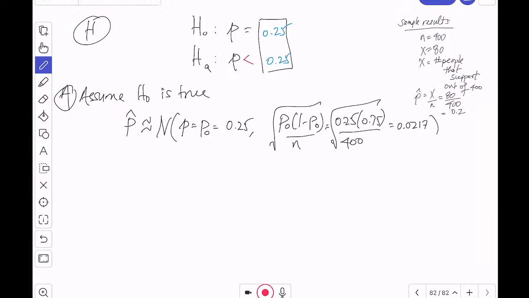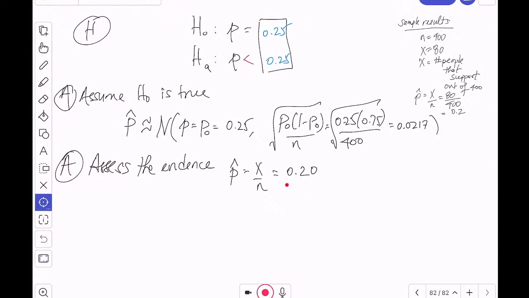So that's true. So now we go to A, assess the evidence. Remember, this spells HAPC. Assess the evidence. What's the evidence? P hat equals X over N equals 20%. So we are comparing this sample result to this as the true one that we hypothesized.